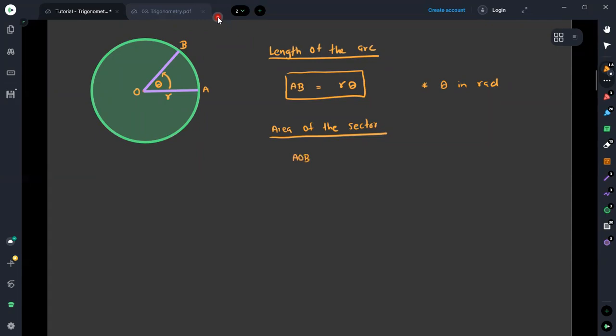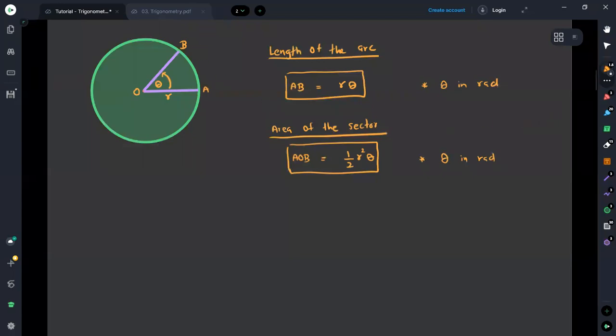The area of the sector AOB can be taken as half times r squared times theta, where r is the radius of the circle and theta is the angle at the center of the circle that creates this sector AOB. Here also we have to make sure that theta is in radian measure. Otherwise, if it is given in degrees, you have to convert it into radians when substituting, and thereafter we can continue the calculation.